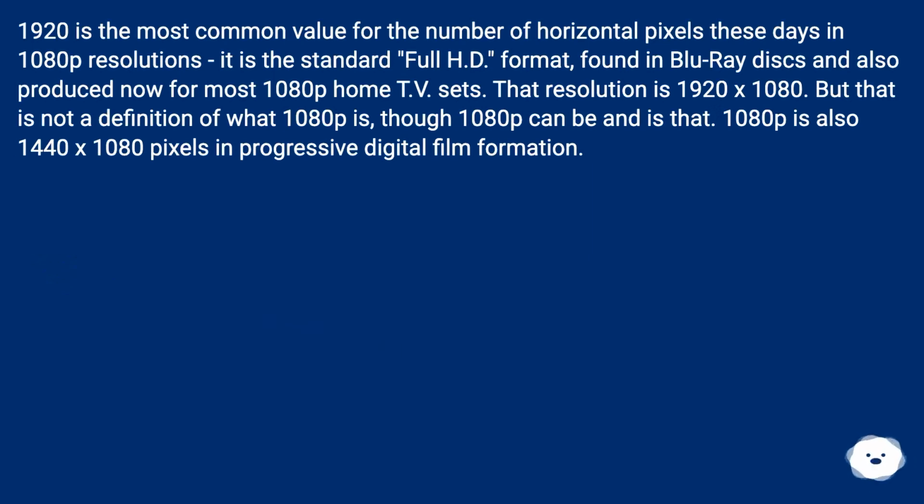1920 is the most common value for the number of horizontal pixels these days in 1080p resolutions. It is the standard full HD format, found in Blu-ray discs and also produced now for most 1080p home TV sets. That resolution is 1920 by 1080. But that is not a definition of what 1080p is, though 1080p can be that. 1080p is also 1440 by 1080 pixels in progressive digital film formation.